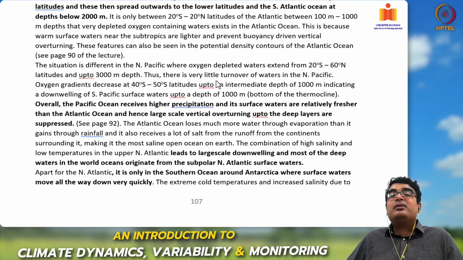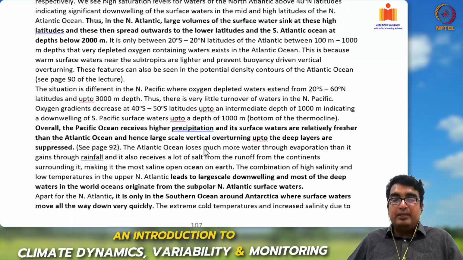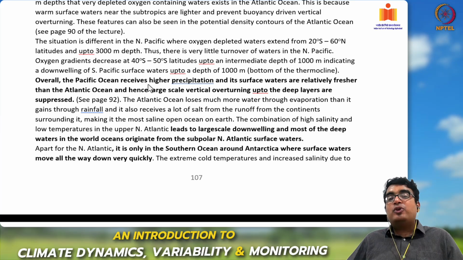Thus, there is very little turnover of waters in the North Pacific. Oxygen gradients decrease at 40 degrees south and 50 degrees south latitudes up to an intermediate depth of 1000 meters, indicating a downwelling of South Pacific surface waters up to the bottom of the thermocline. So, this region here, because this water is colder, has a downwelling that is happening to intermediate layers only. Overall, the Pacific Ocean receives higher precipitation, and its surface waters are relatively fresher than the Atlantic Ocean, and hence large vertical overturning up to the deep layers is suppressed.